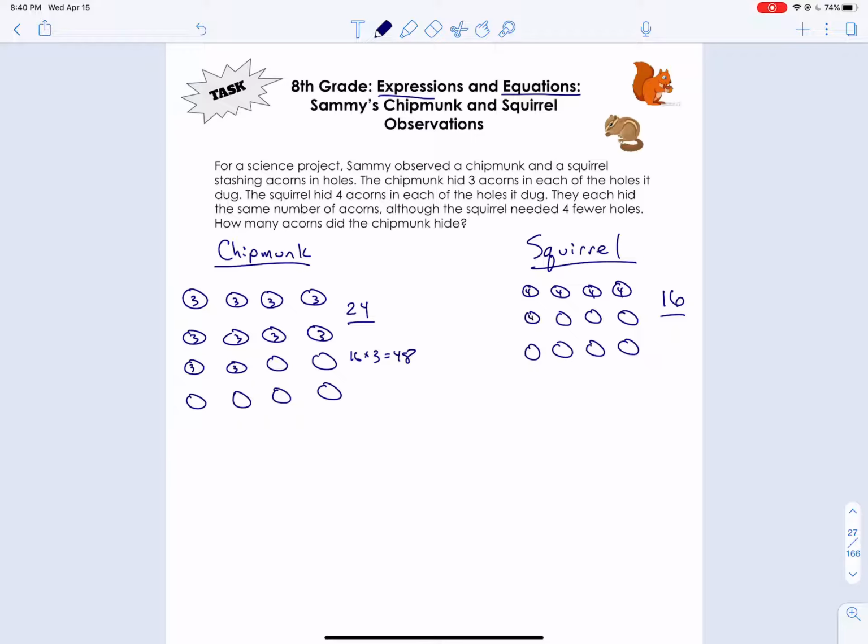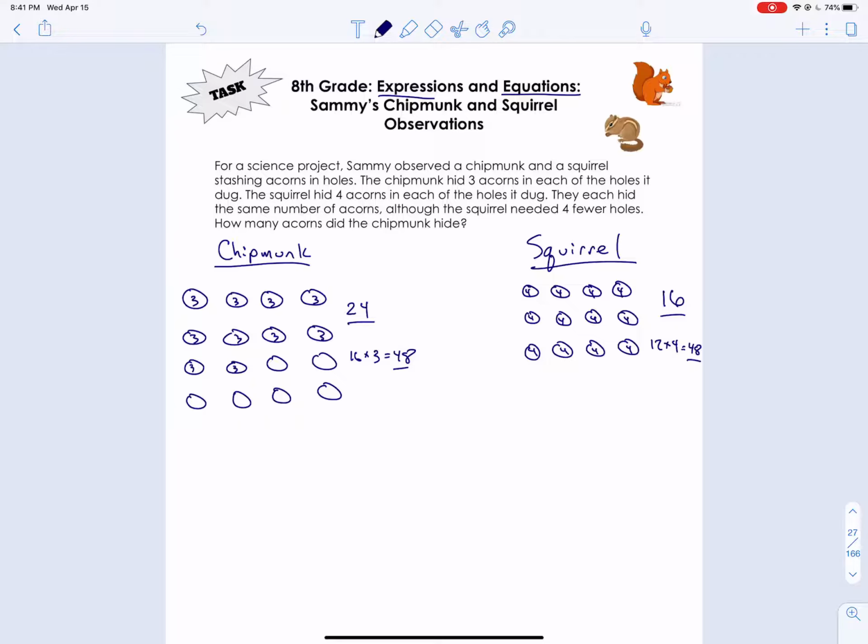Okay, so then there's 4 in each. So 4 times 12. So there's 12 holes times 4 in each hole. That's 48. So that's exactly what we want. So we just got lucky. Okay, good guess, honestly. But there's our answer. So how many acorns? 48. Okay, so let me show you how to do this algebraically, because ultimately that's what we really need to be able to do. I mean, the numbers could be huge, so drawing it out just is not very practical.